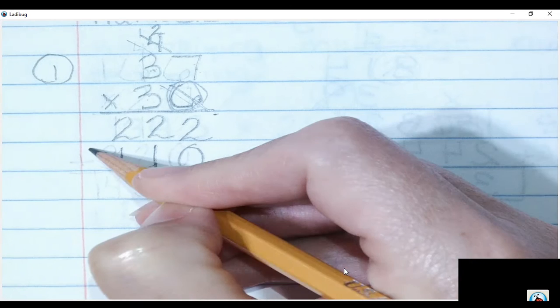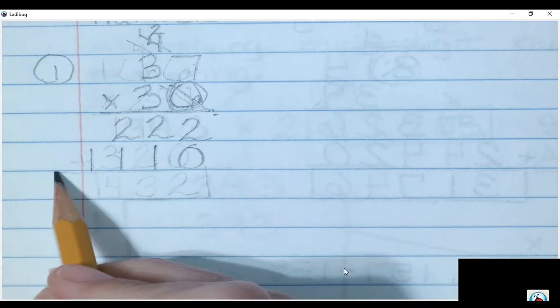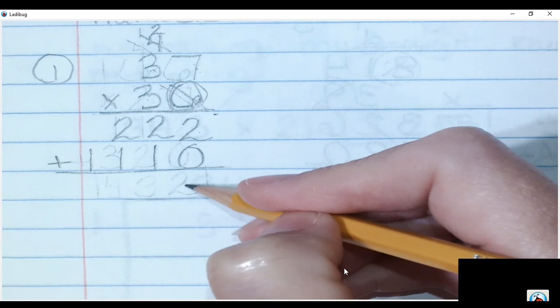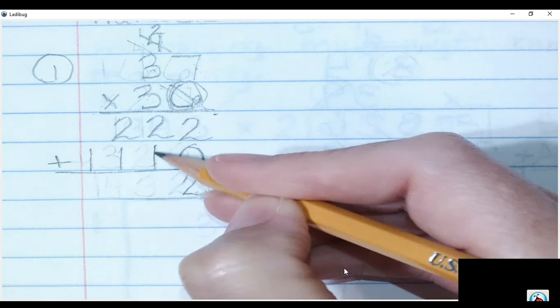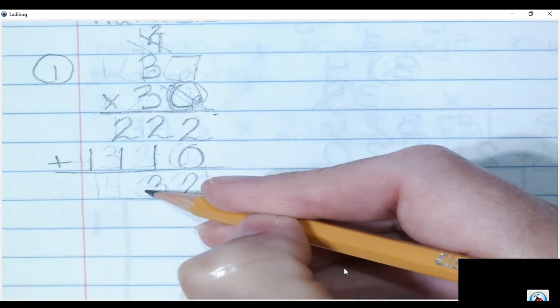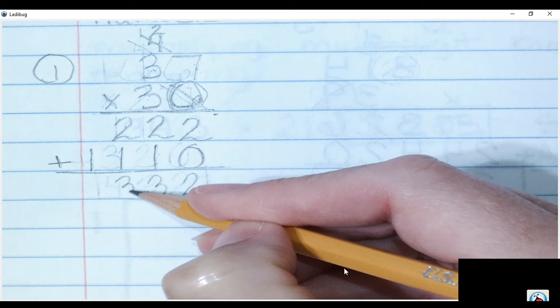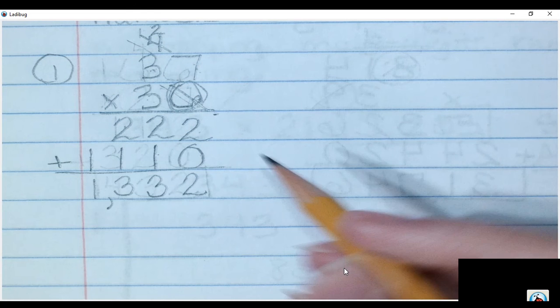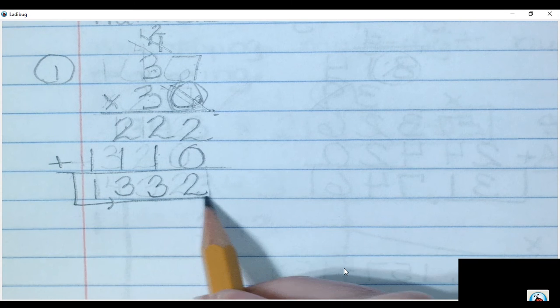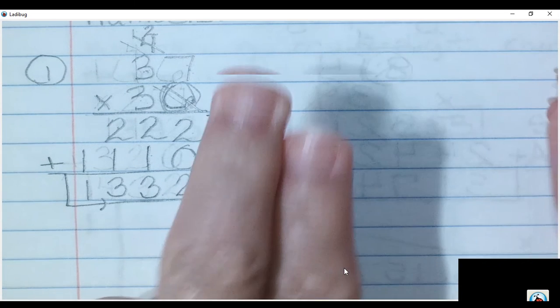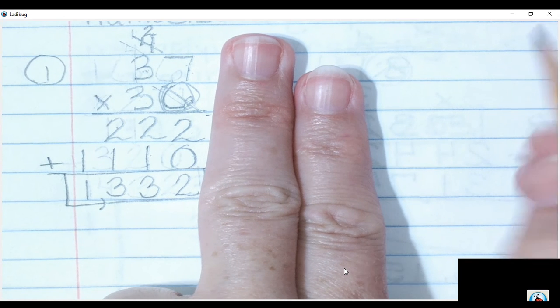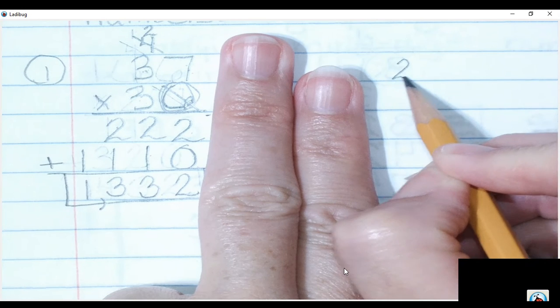So line up your digits really well. Add your partial products. 2 and 0 is 2. 2 and 1 is 3. 2 and 1 is 3. And 1. 1,332 is my product. So now, picky, Miss Mullinax. Put down 2 fingers and then put a number 2.